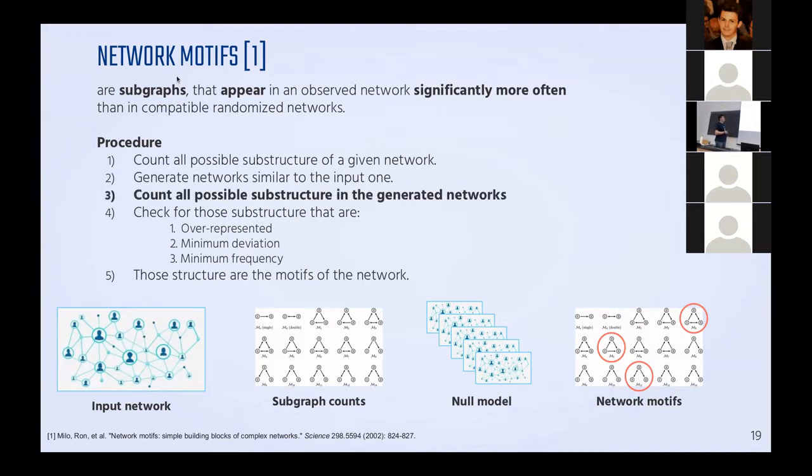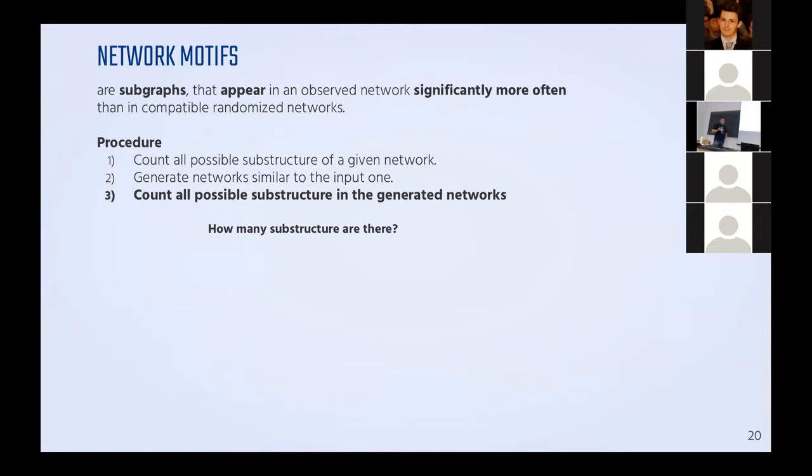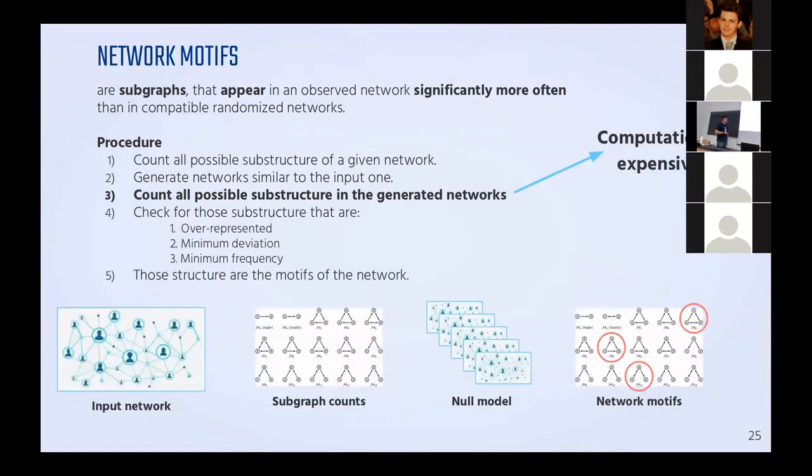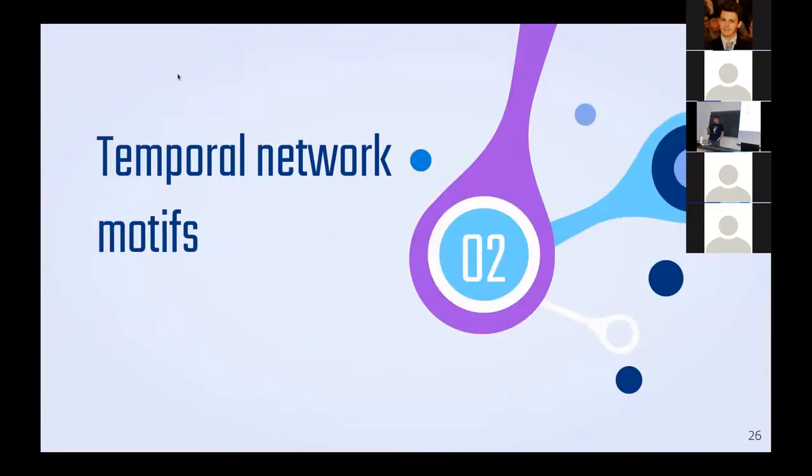But there is a problem. Here I wrote count all possible substructures in the generated networks. Well, this is really expensive, just try to think a little bit. Suppose we have 3 nodes. How many connected substructures do we have with 3 nodes? 2 subgraphs. That is feasible and easy. If we have 4 nodes, we will have something like 6 subgraphs. If we have 5 nodes, 21. And if we have 10 nodes, the number of subgraphs is really, really huge. So this part is really computationally expensive. Even if we are able to count once, we then have to count all these substructures in the null models, and it's really expensive. And this is a problem.